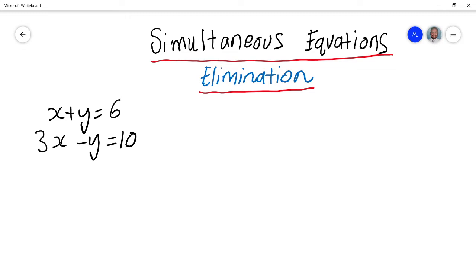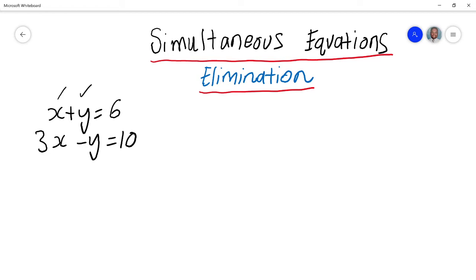So a bit of background. What are simultaneous equations? Like I'd explained before, this is where you solve for two unknown letters, in this case x and y, using a pair of equations. Now, what does elimination mean in mathematics? In mathematics, or more specifically in simultaneous equations, elimination means getting rid of either x or y.